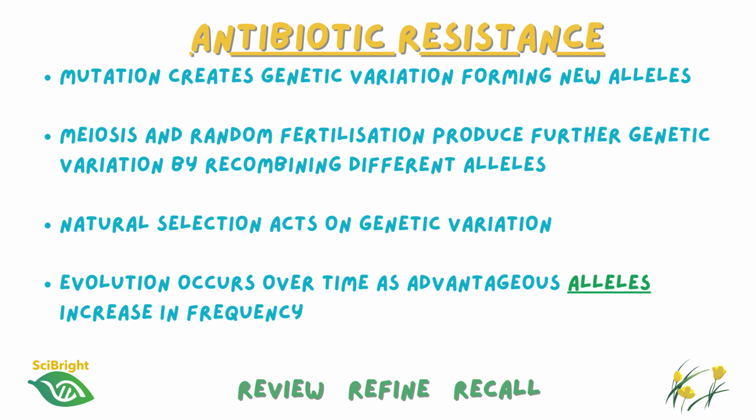So before we move on to our final section, let's just recap. Mutation creates variation. Meiosis and sexual reproduction increase variation. Natural selection acts on that variation. And evolution occurs as advantageous alleles become more common within the population over time. And we must talk about the alleles that are advantageous, not the genes. Organisms of the same species have the same genes, however, they have different alleles.